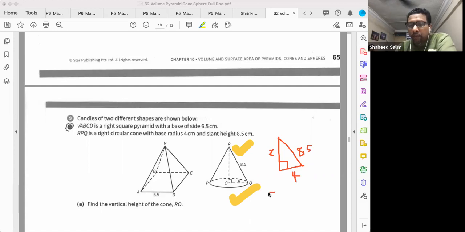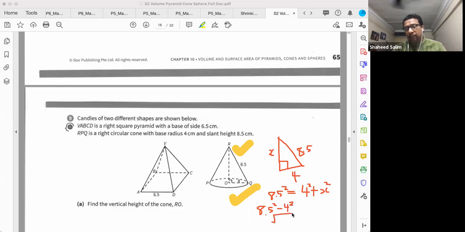So down here, 8.5 square is equals to, this is C, right? The longest part. Equals to 4 square plus x square. You want to find x square? 8.5 square minus 4 square. You must minus 4 square. Then you will get an answer. Once you get an answer, you square root the answer. Then you will get x. And you are supposed to get 7.5.